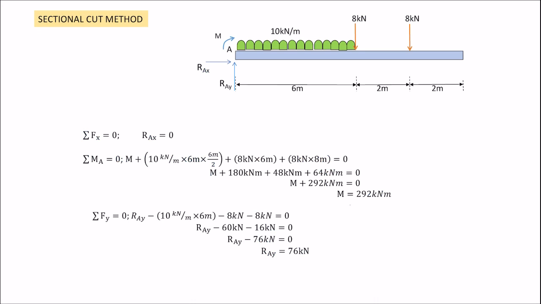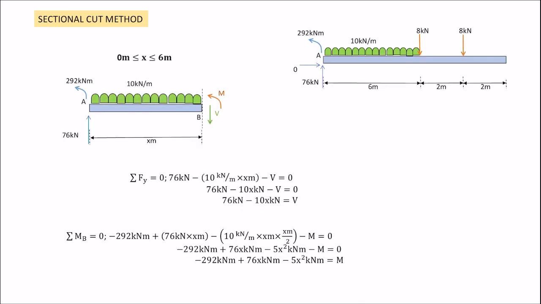We're going to do the sectional cut method. For the sectional cut method, the way you find the reaction is still the same. Sorry, here is negative 292 kilonewton meter, meaning that it is counterclockwise. We're going to cut this beam into sections. So first, I will cut it before the 8 kilonewton point load, and then I'm going to cut another one before the other 8 kilonewton, and I'm going to cut it for the last 2 meter at the very end.